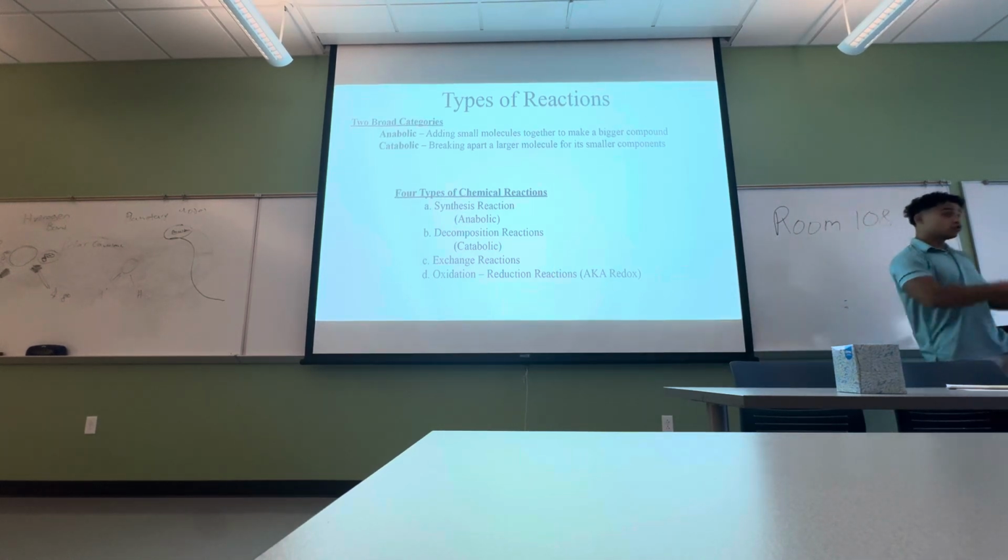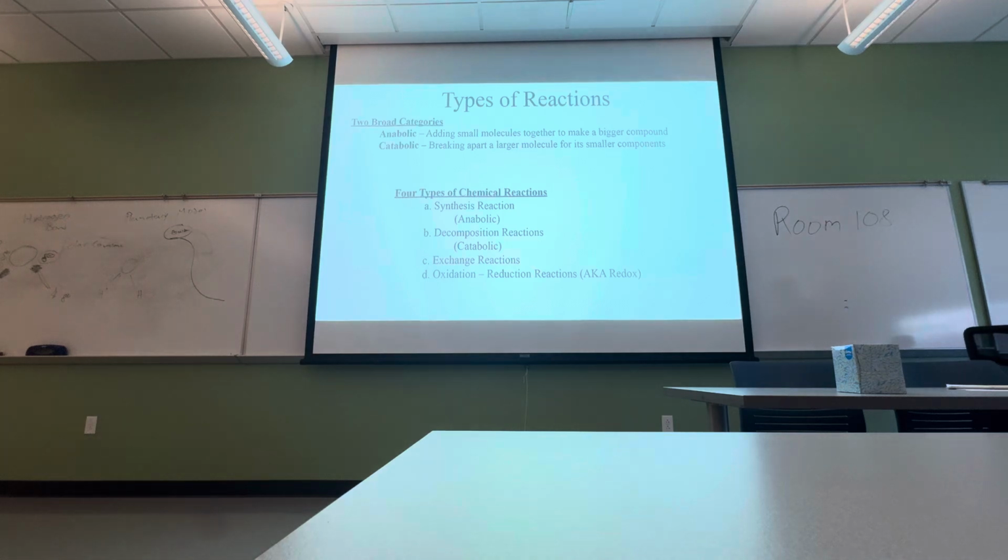Okay, and there are 2 big broad categories. There's one called anabolic, where we're adding smaller molecules together to make something larger. And then there's catabolic, where we have one large molecule and we're breaking it down into smaller things. Those are the 2 broad, overarching categories. And then there are 4 types of chemical reactions that you need to know.